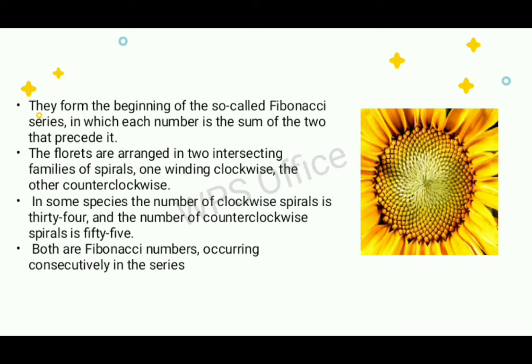If you look at a giant sunflower, you find a remarkable pattern of florets, tiny flowers that eventually become seeds, in its head. The florets are arranged in two intersecting families of spirals, one winding clockwise, the other counterclockwise. In some species, the number of clockwise spirals is 34, and the number of counterclockwise spirals is 55. Both are Fibonacci numbers occurring consecutively in the series. Same with pineapples. They have 8 rows of scales, the diamond-shaped markings, sloping to the left and 13 sloping to the right.